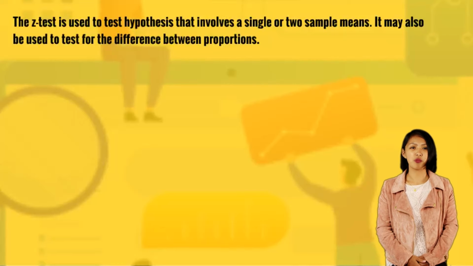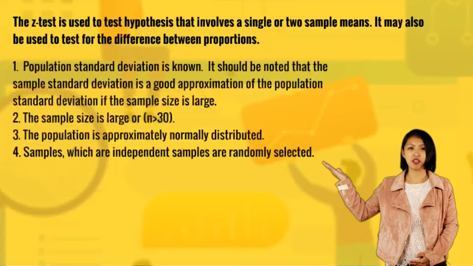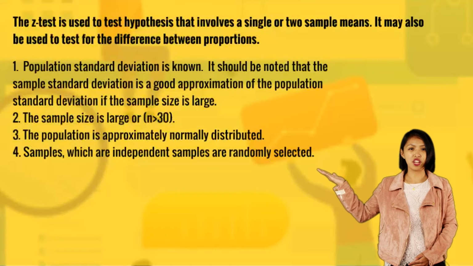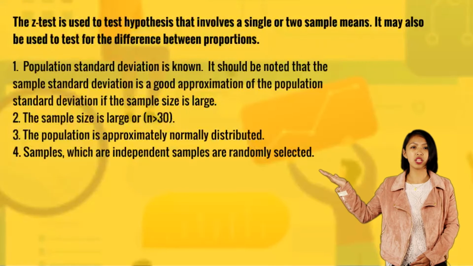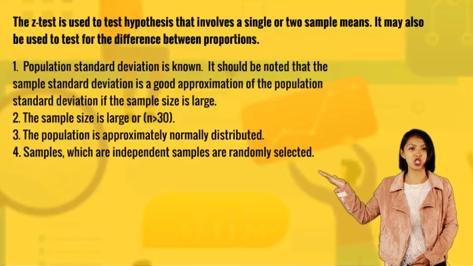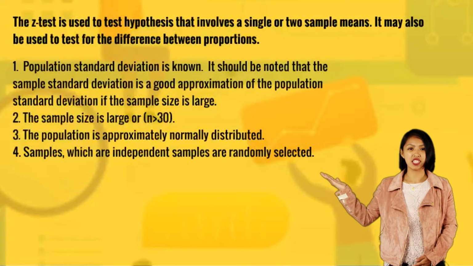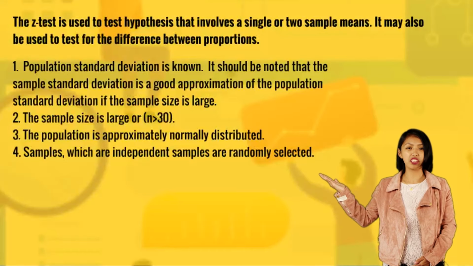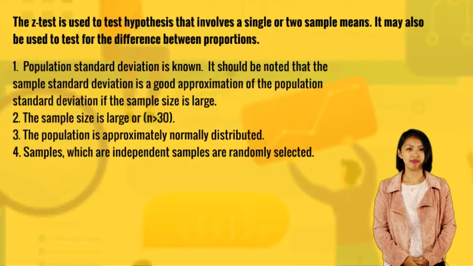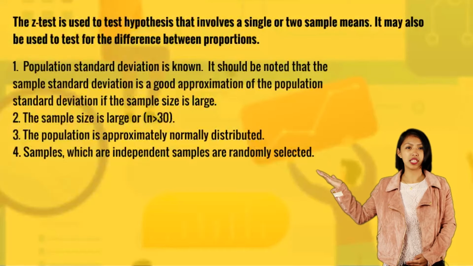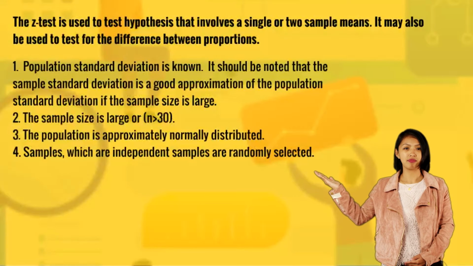The following are the basic assumptions for Z-test. Population standard deviation is known. It should be noted that the sample standard deviation is a good approximation of the population standard deviation if the sample size is large. The sample size is large, or n is greater than 30. The population is approximately normally distributed. Samples, which are independent samples, are randomly selected.